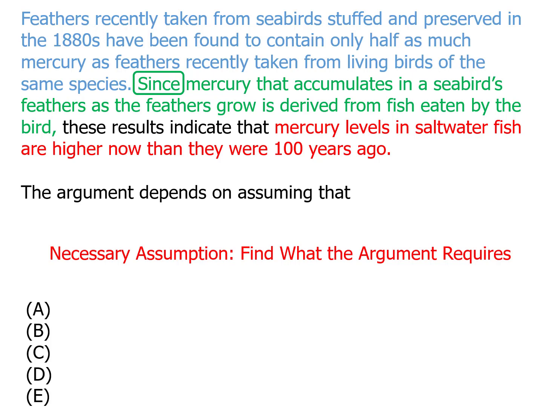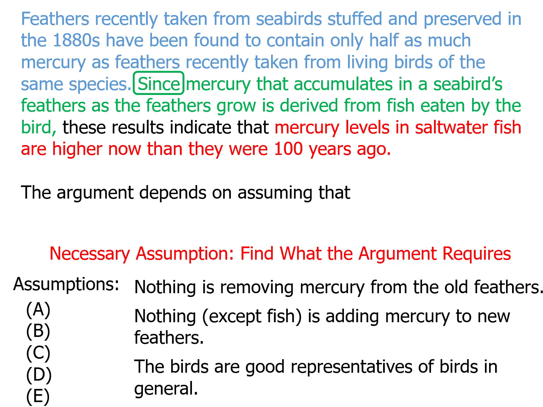Once you understand the argument, take a moment to think about what it assumes. This argument assumes a couple things. The first two things that it assumes relate to the mercury in the feathers. For this argument to work, we need to believe that there's nothing that's artificially reducing the mercury in the feathers of the stuffed birds, and nothing that's artificially increasing the mercury in the living birds. And by artificially, I just mean not involving the saltwater fish. So some other source of mercury reduction or mercury increase. We have to believe those don't exist, because if it does exist, this evidence isn't going to prove anything.